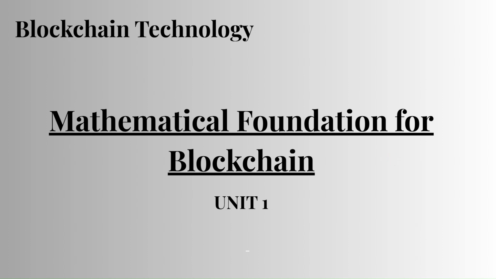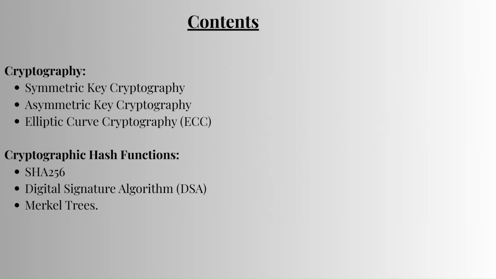Technology. Unit 1 is Mathematical Foundation for Blockchain. The contents we will be discussing in this unit are cryptography and cryptographic hash function. Under cryptography, there are three subtopics, which are symmetric key cryptography, asymmetric key cryptography, and elliptic curve cryptography. Whereas the topics under cryptographic hash function are SHA-256, digital signature algorithm, and Merkle trees, and all these topics will be discussed in the further slides.